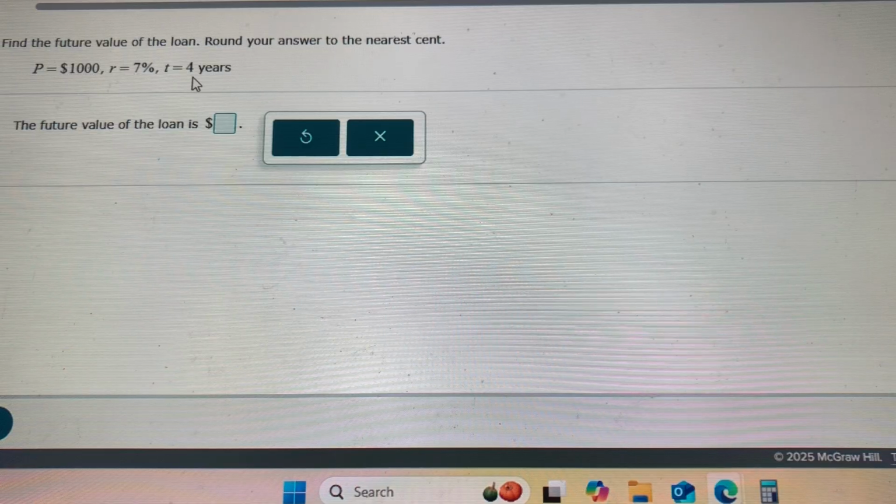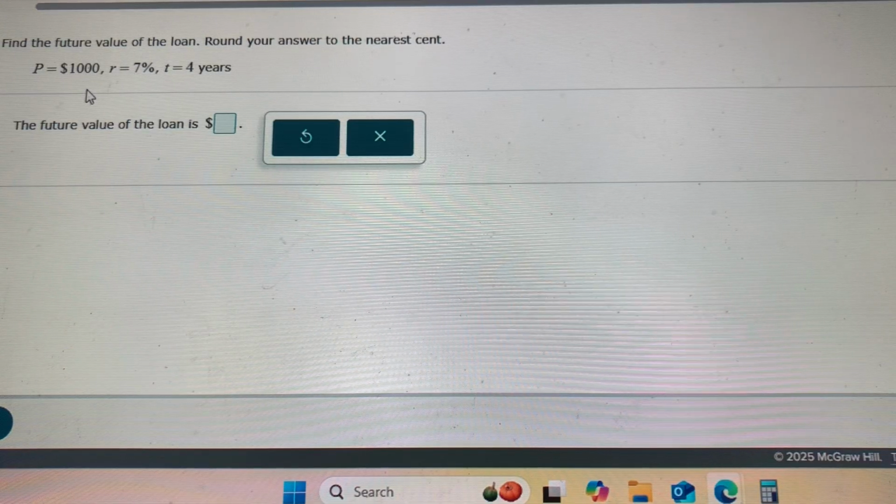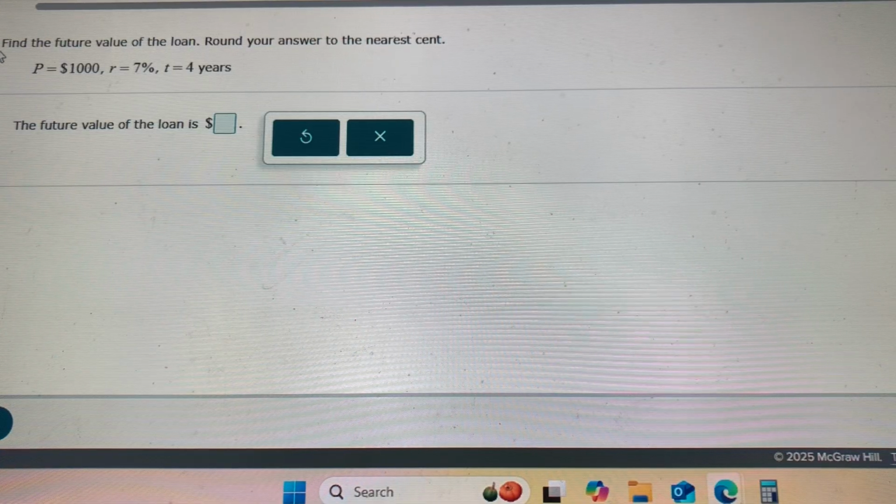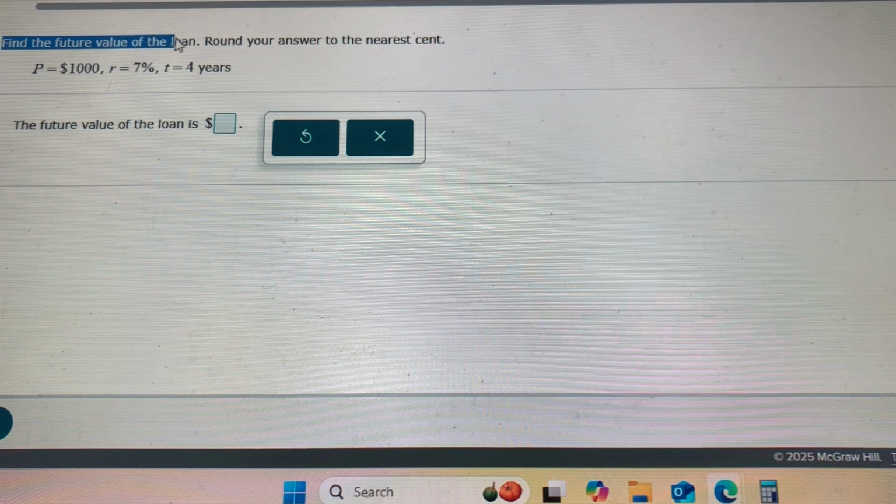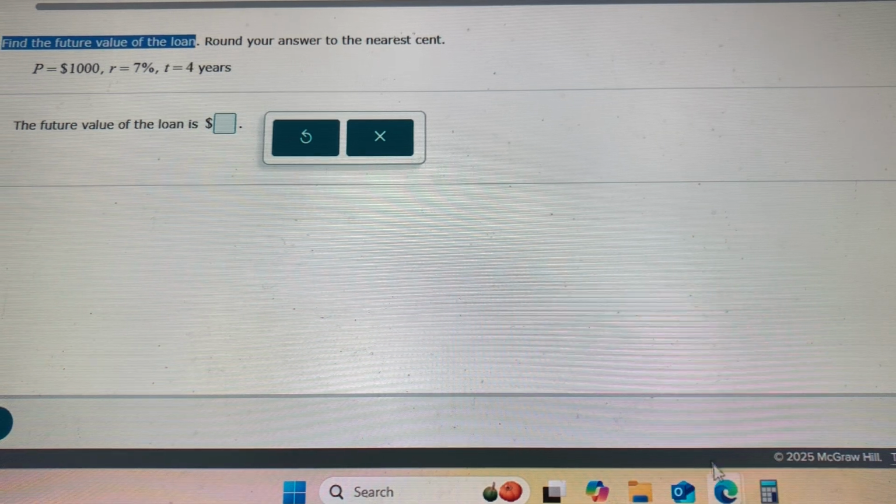Okay, now I know what's happening. I thought this was exactly the same as problem 1, 2, and 7 because they're giving me P, R, and T again. But this is the other half of the formula sheet. Remember I said there were 2 formulas for simple interest, and this one says find the future value of the loan.